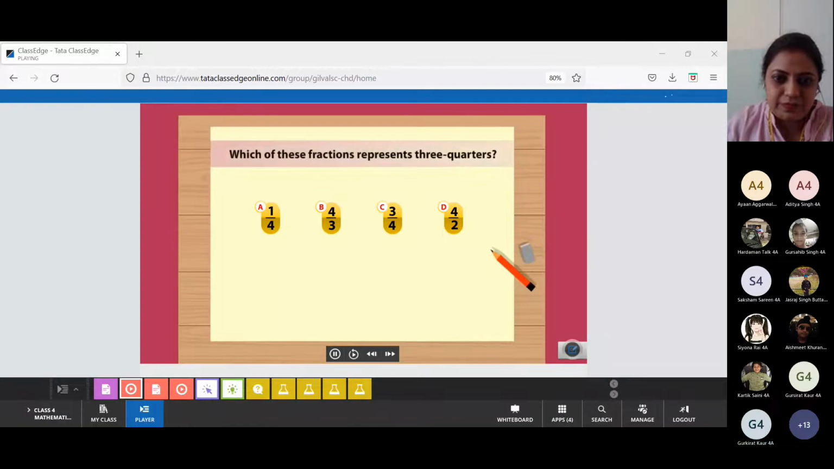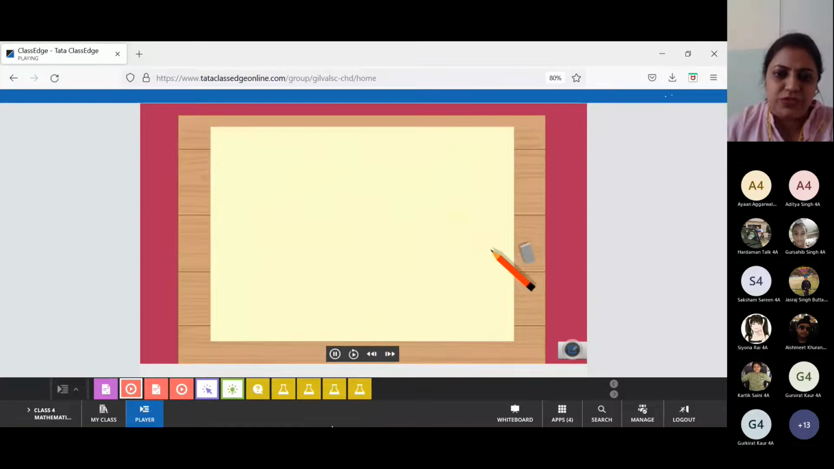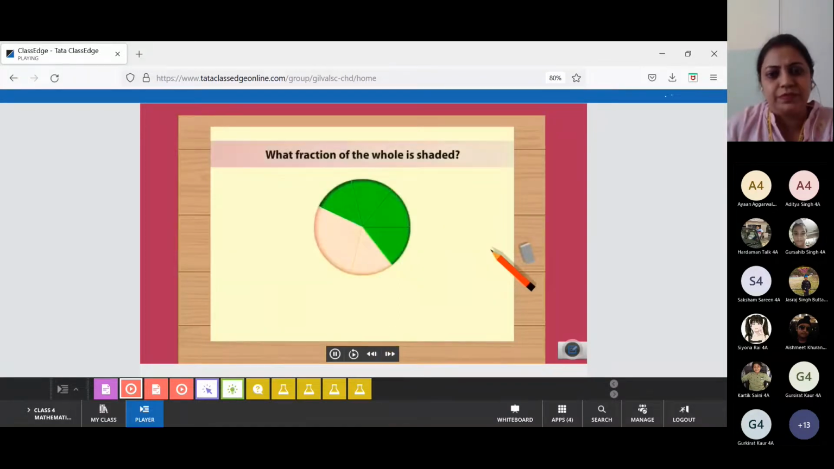Which of these fractions represents 3/4? Saksham, answer this. Ma'am, answer is number C. Number C. Very good. 3 by 4. Wow, that's correct. 3/4 means 3 by 4. Next question. Look at this figure. What fraction of the whole is shaded?